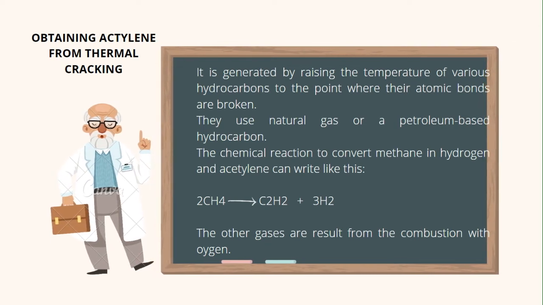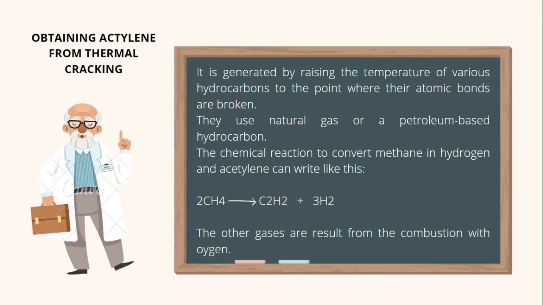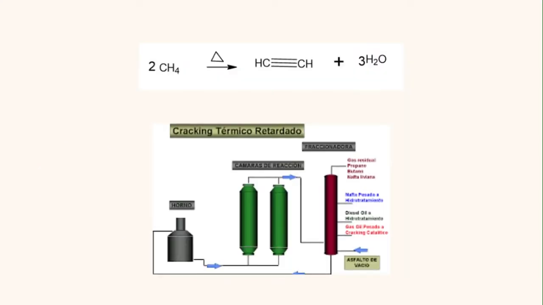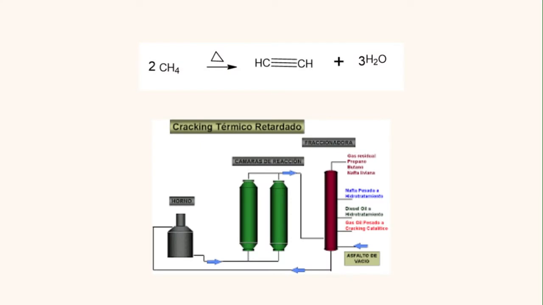Now, let's explain another mechanism that is really popular, which is thermal cracking. Thermal cracking is generated by raising the temperature of various hydrocarbons to the point where their atomic bonds are broken. They use natural gas or a petroleum-based hydrocarbon. The chemical reaction to convert methane into hydrogen and acetylene can be written like this in the example. The other gases result from the combustion of oxygen.